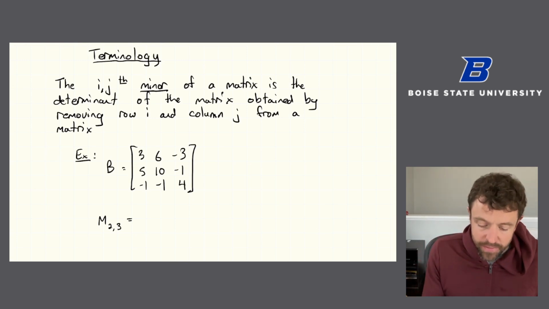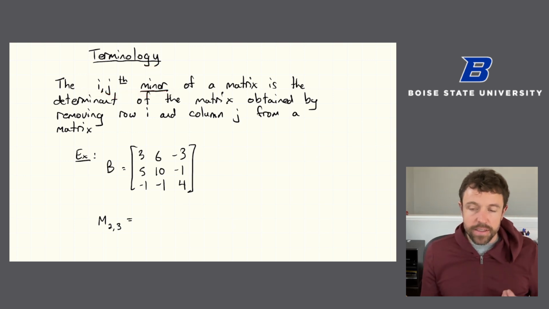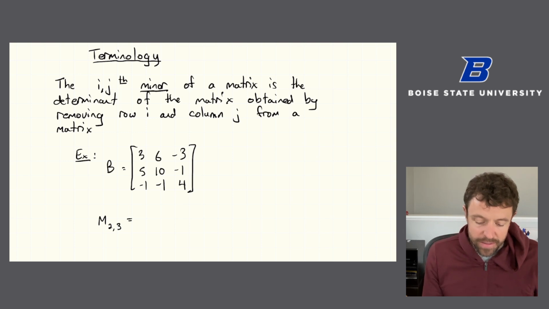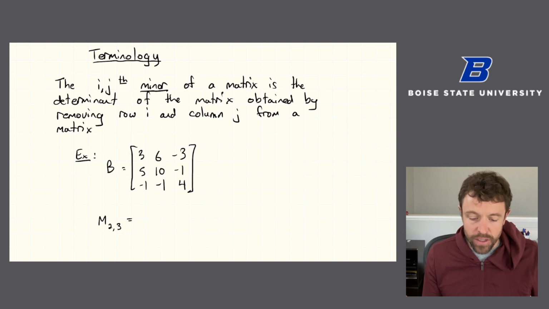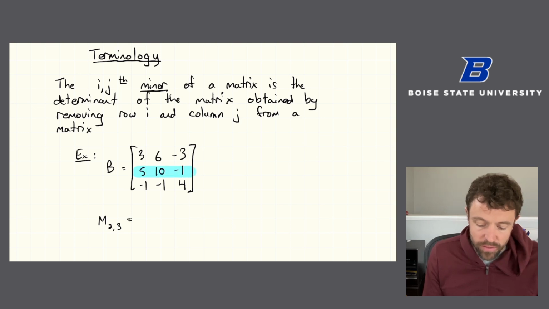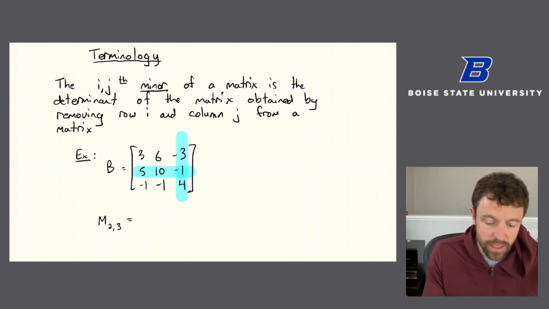So we have this idea of the ijth minor of a matrix. And it's the determinant of the matrix that you obtain by removing row i and column j from a matrix. So let's quickly get into an example because this sounds weird. What I'm saying is that if this is my matrix B, and if I want the 2, 3 minor of this matrix, I'm going to remove row 2 and column 3 from this matrix and take the determinant of what's left.